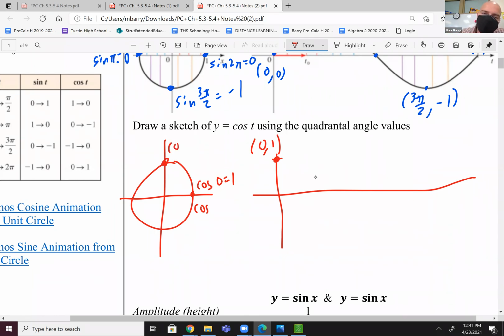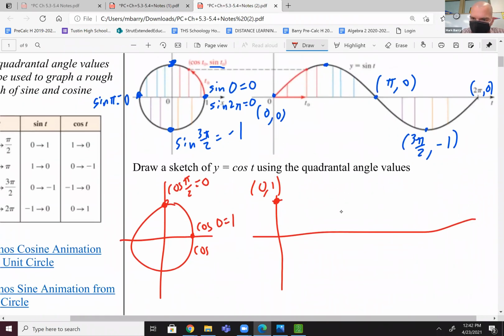Then when I go to pi over 2, the cosine of pi over 2 is actually 0. So let me try to match this up here. There we go. So I got pi over 2 comma 0. All right, then when I go over to pi radians, halfway around the circle, cosine of pi is -1. So I have a point here that I'm going to call pi comma -1.